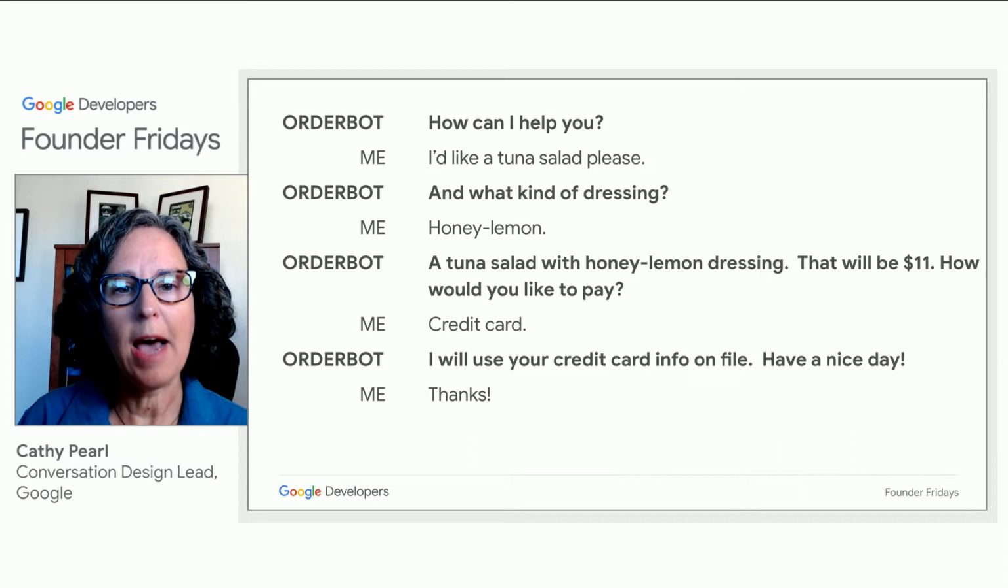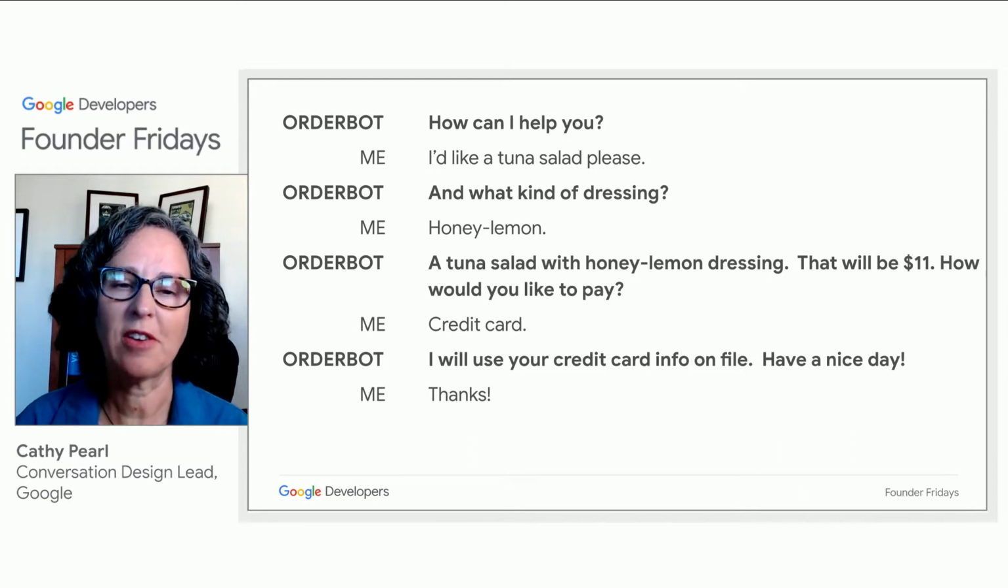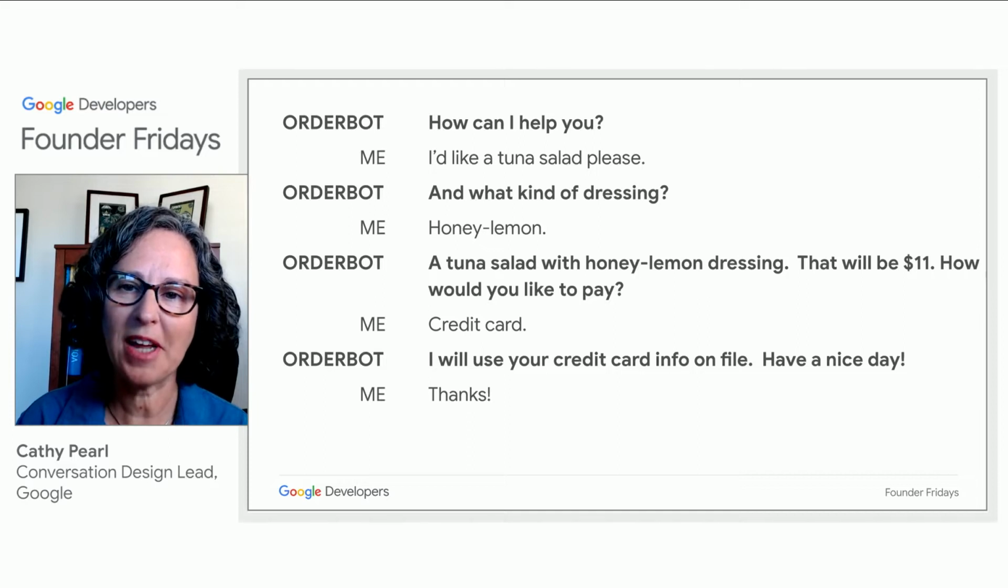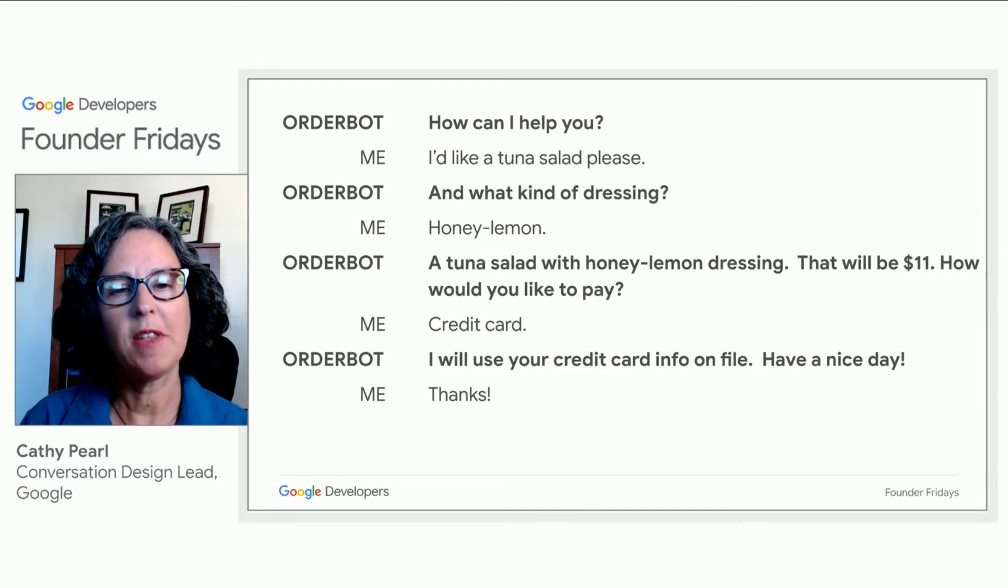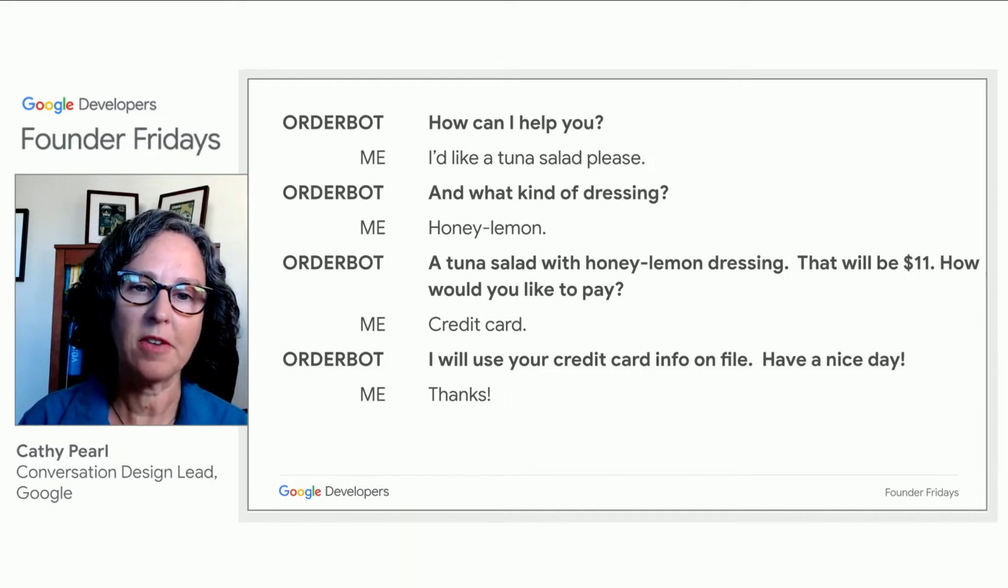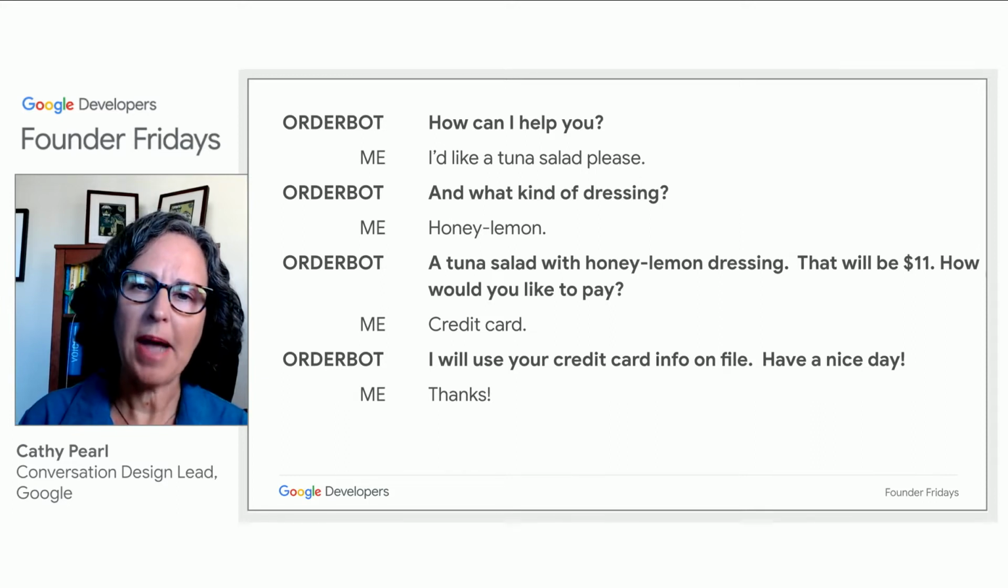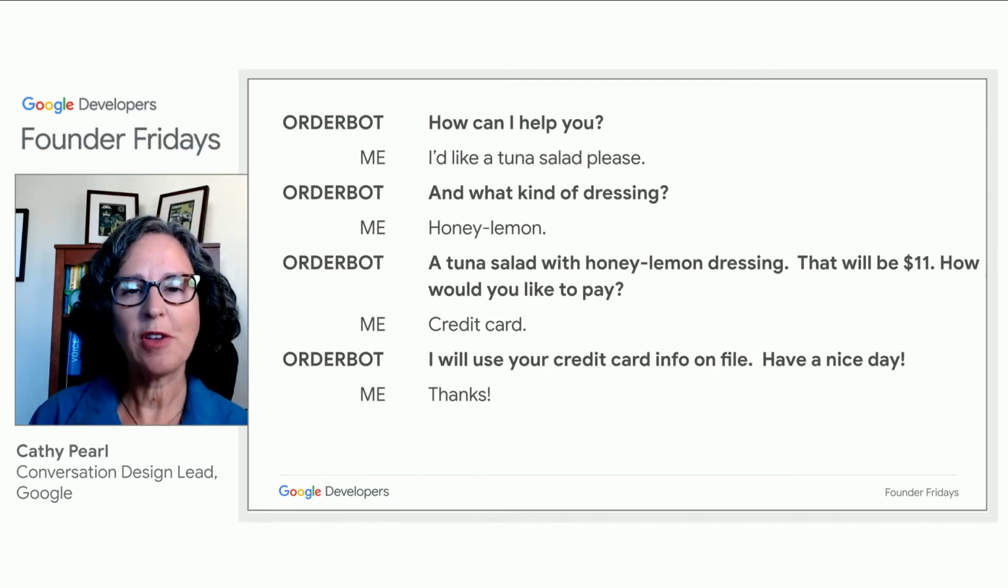And we call this the happy path, when everything just goes great. But in real life, it's usually a lot more complicated. And in fact, the reason that I chose this example in the first place is because I had a real life example ordering a tuna salad. And the conversation struck me as so complicated that when I got back to the office, I wrote it down, which is the kind of thing that conversation designers do. So let's go through that one.